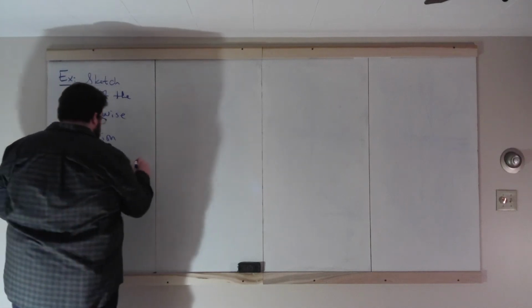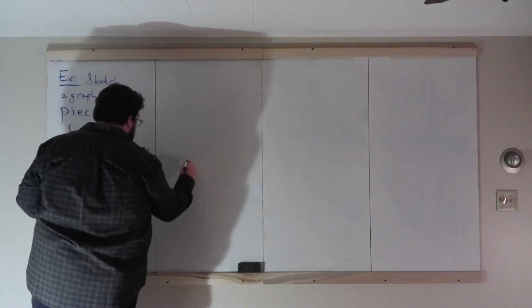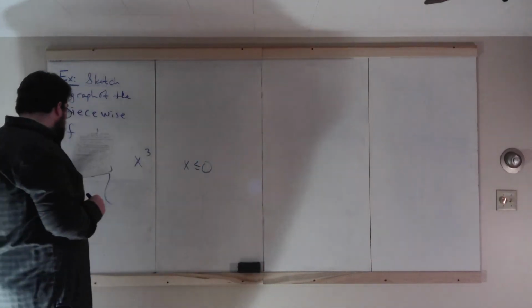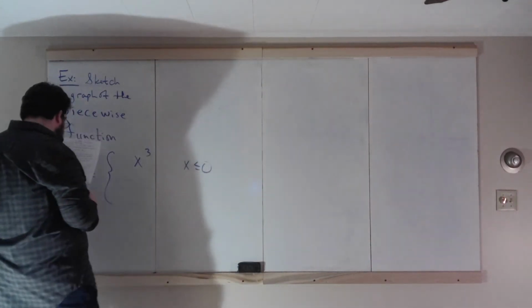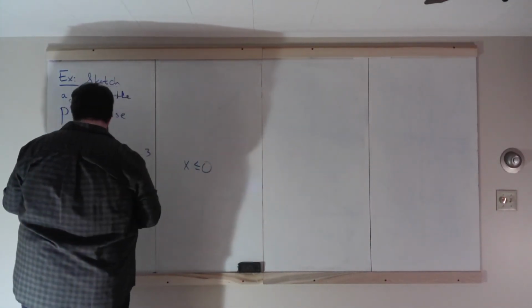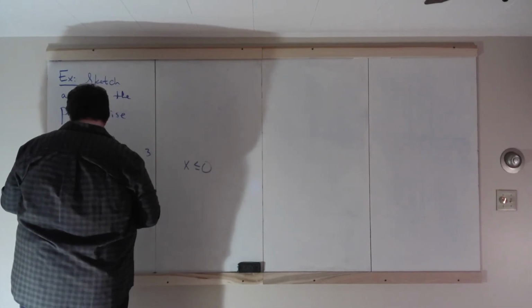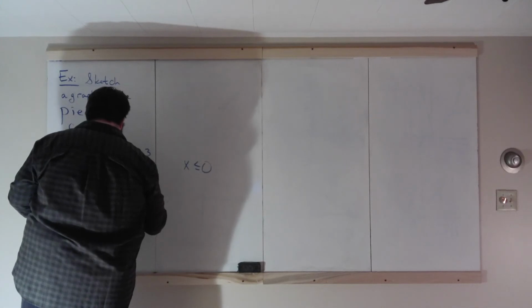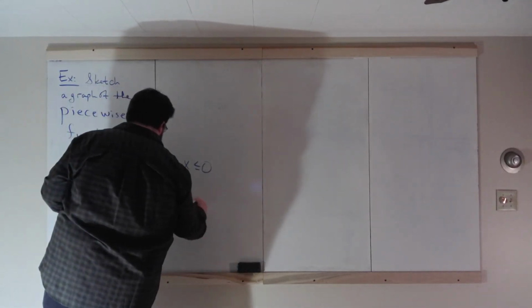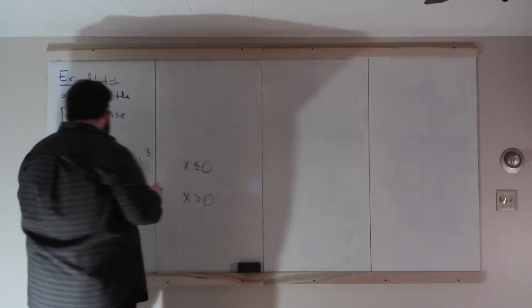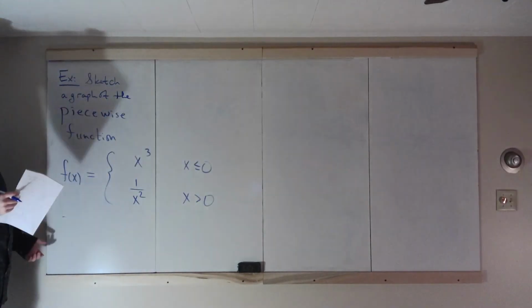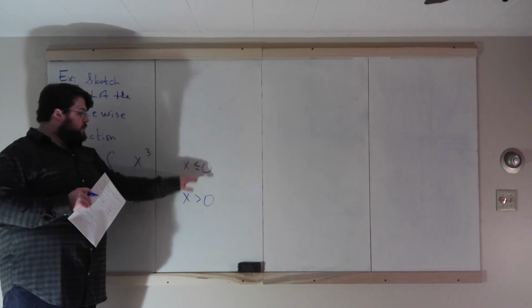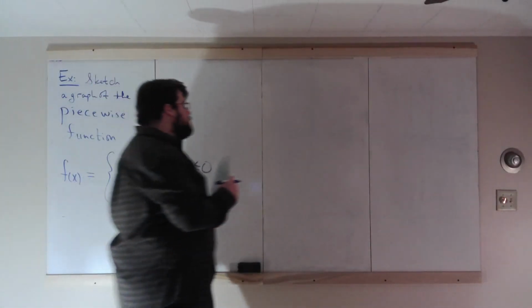So let's say it's x cubed. When is it x cubed? For x values less than or equal to 0. And let's say, no, that one won't look that good. Let's just say 1 over x squared for x larger than 0. So we have two different pieces of the function to consider. What happens before 0 and at 0, and what happens after 0. So let's draw this.